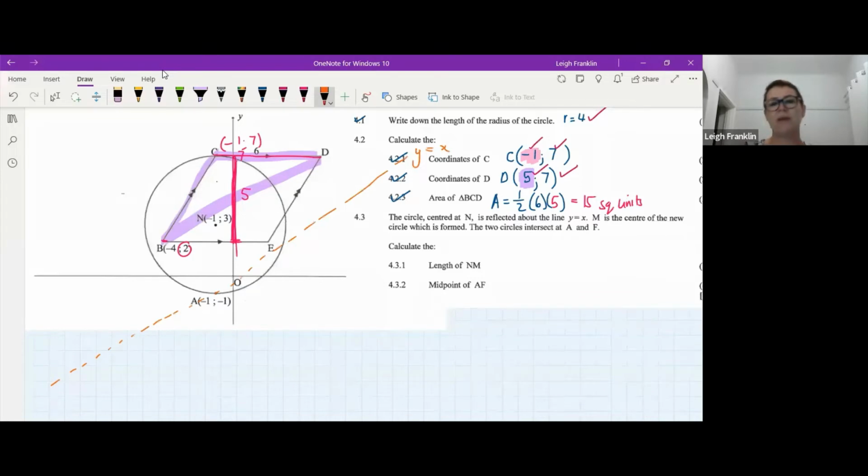What's special about the line y equals x is that if we reflect over it, whatever was the x coordinate is now the y coordinate, and whatever was the y coordinate is now the x coordinate. So I guess F has to be that point over there if that's A. Right, so we're going to have this new circle now.